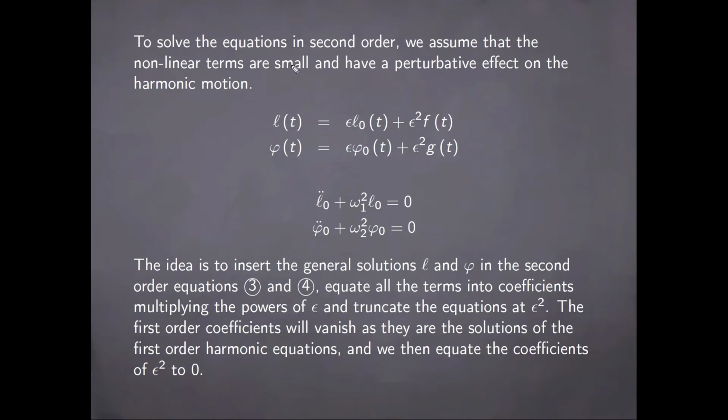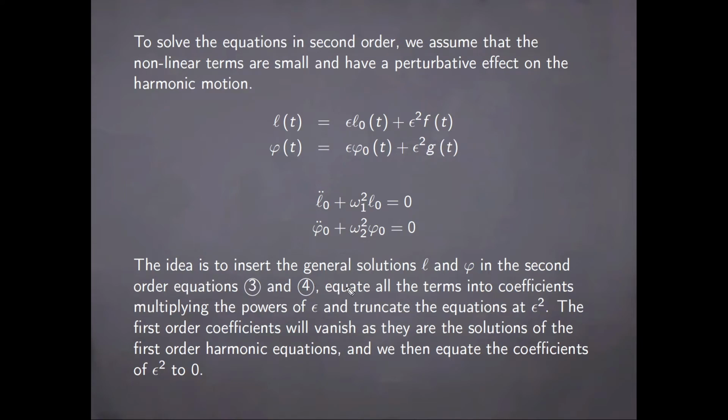Now, to solve the equations in second order, we assume that the nonlinear terms are small and have a perturbative effect on the harmonic motion. So we formally write the two solutions as powers of a parameter epsilon, and we retain only the first and second order terms, where in first order the coefficients are L0 and phi0, which are just the solutions of the harmonic equations we previously discussed, and the second order solutions f and g are currently unknown.